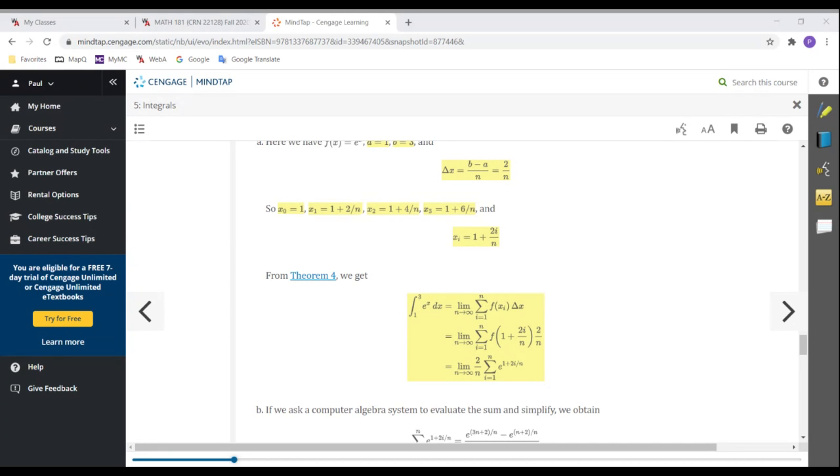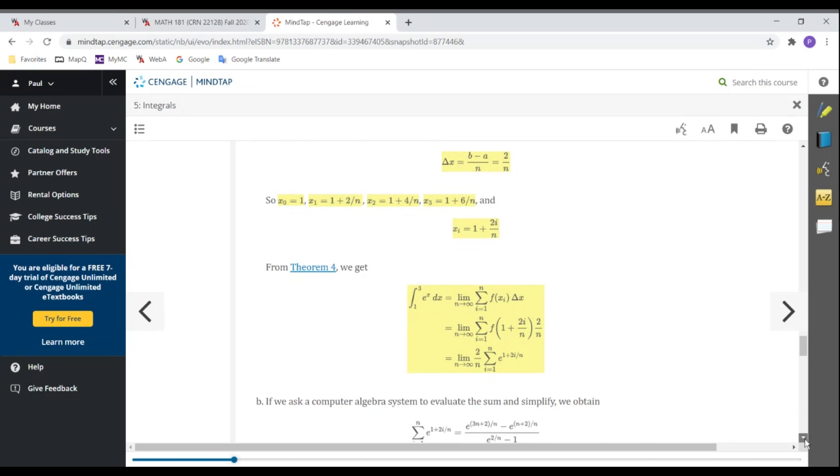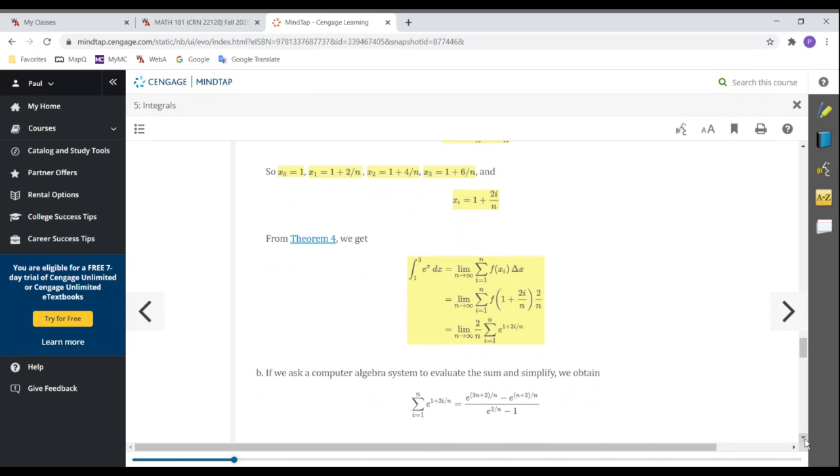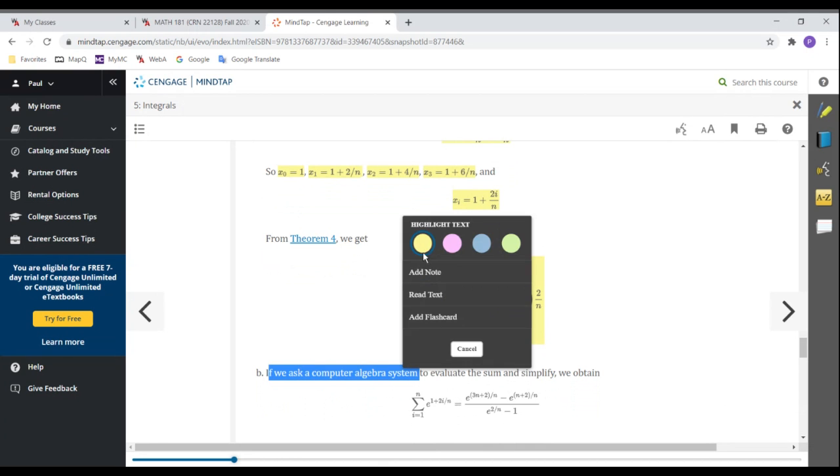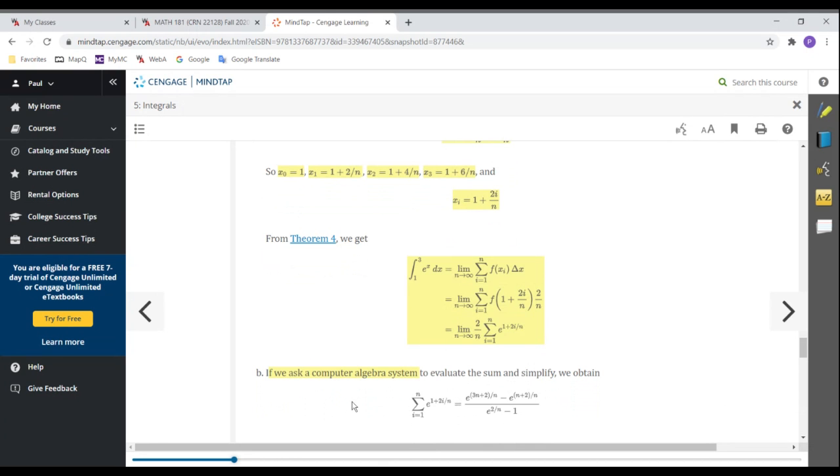Okay, so this is like going the other direction of the example we just looked at. Example 3 is going in the other direction. And of course, the issue becomes, how can we compute this definite integral? How can we compute it? Well, they mention using a computer algebra system. Well, we're not going to be doing that.